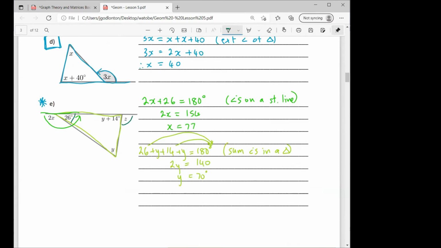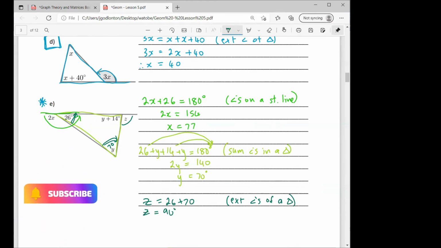And our last one here is we need to find z. Now we know that this angle here is 26, and we've just figured out that this angle here is 70. And so if we add those together, we can use exterior angles of a triangle. And so z is equal to 96 degrees.